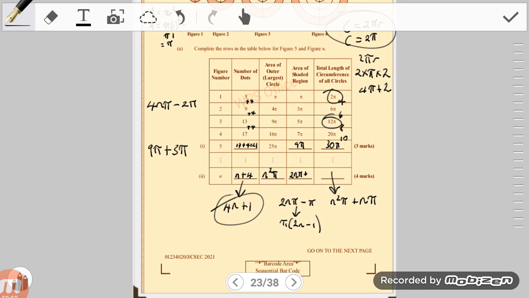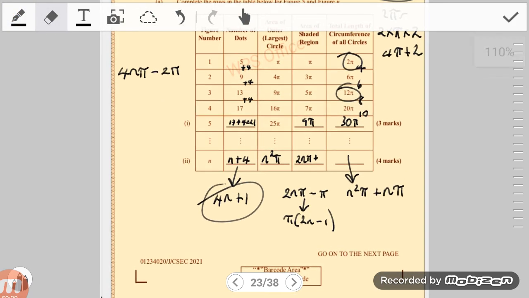Right? Let's try this figure here, 5. So if I put 5 here and I square it, I'm going to get 25 pi, which is what I have here, 25 pi, plus put 5 here, so that's 5 pi, 25 pi plus 5 pi, that's 30 pi. So I've done my trial and error, and I now realize that my formula at this end right here is directly connected to this third column here. Alright, so I have my formula.